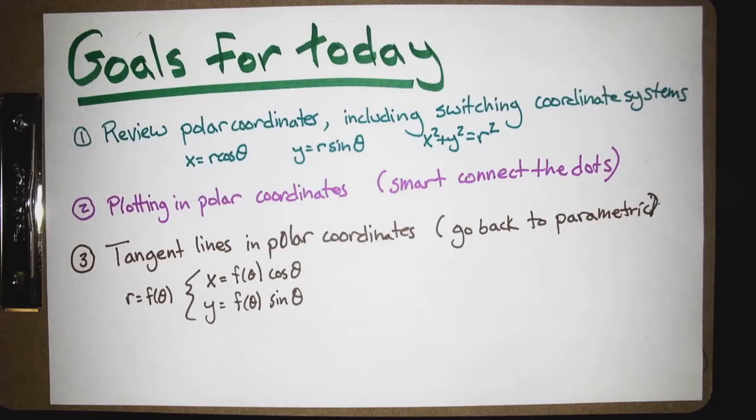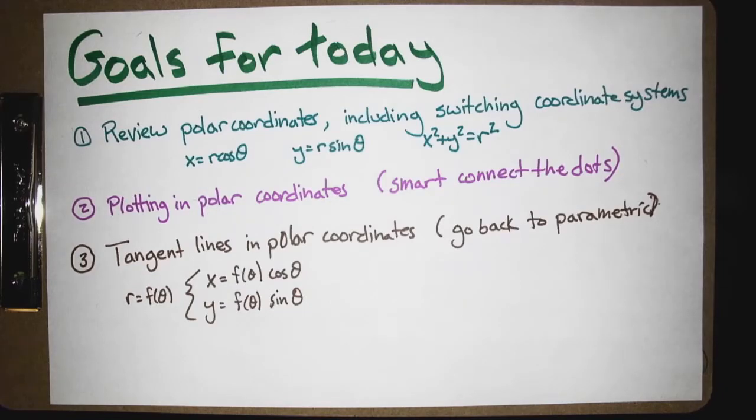Whereas just random points may not give us much insight. Good points will help us figure out what's going on. And then we'll talk about tangent lines in polar coordinates, but then we'll say, it's a lot easier than you think. We just go back and pretend everything's parametric.